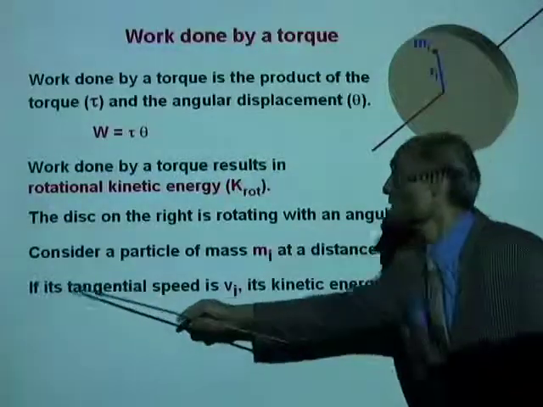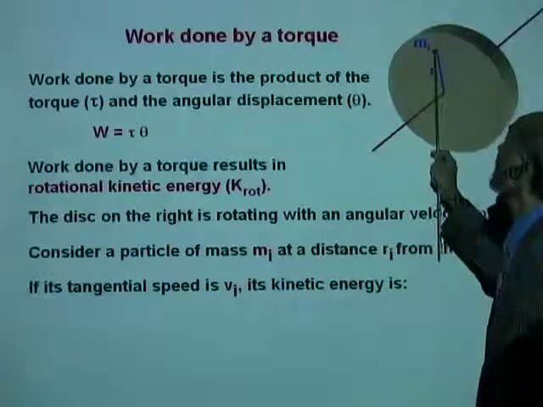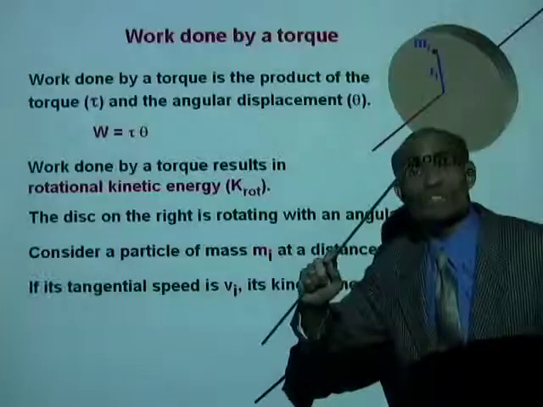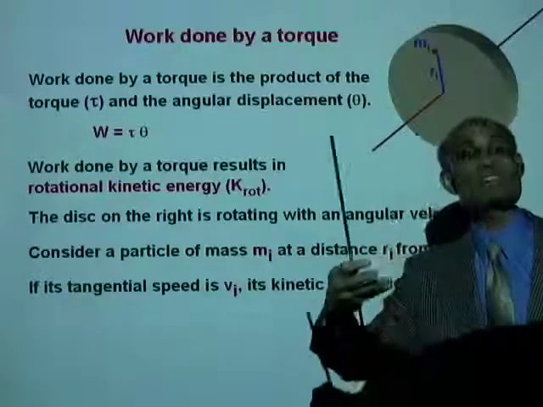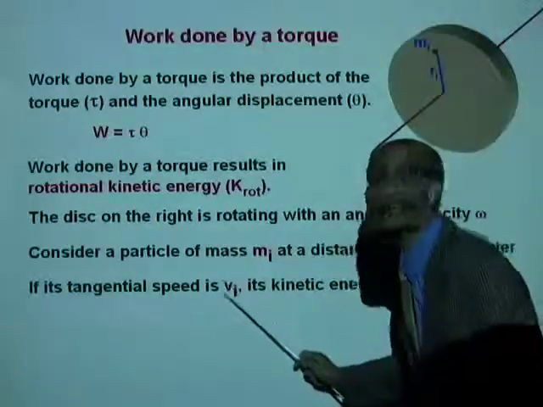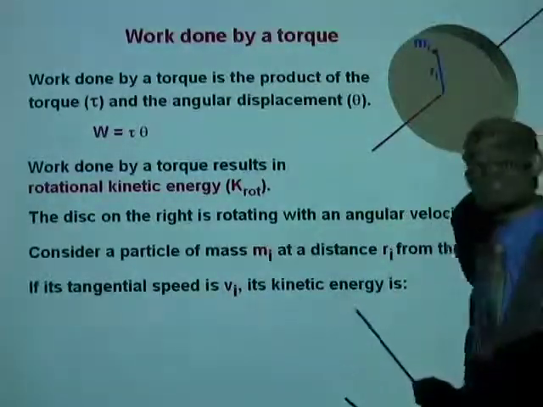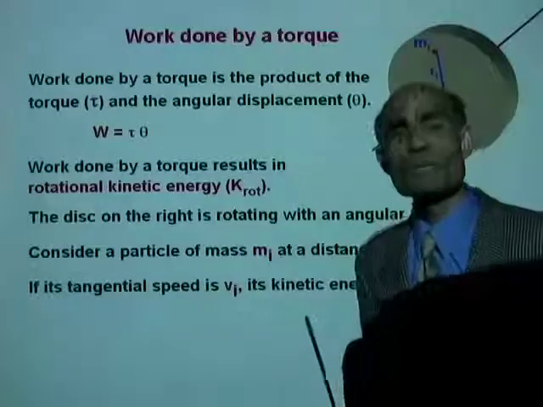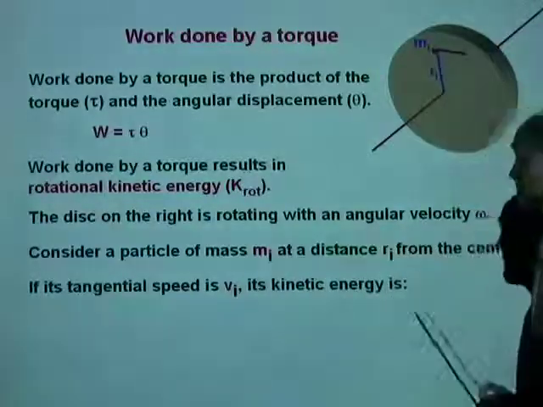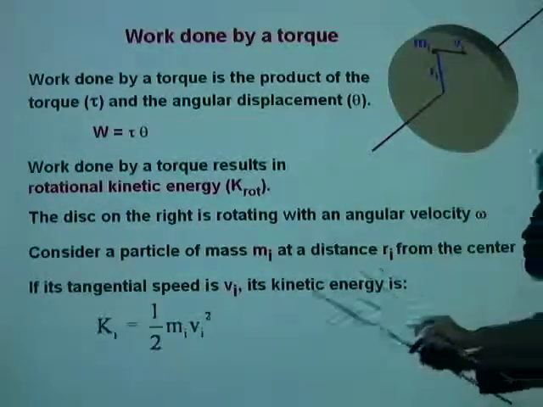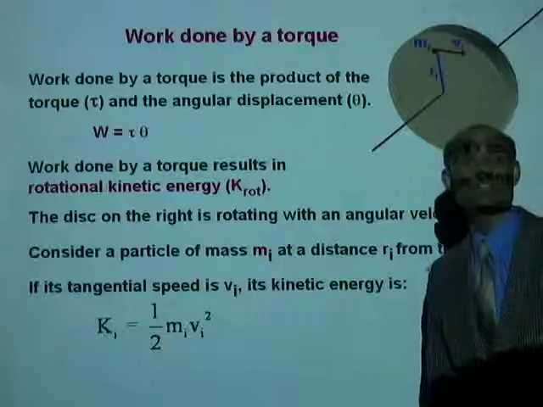Now, any object that goes around a circle has a tangential velocity. We call it the linear speed. If vi is its linear speed or the tangential speed, then its kinetic energy will be what? What will be its kinetic energy? 1/2 mi vi squared. So its kinetic energy will be Ki equal to 1/2 mi vi squared.